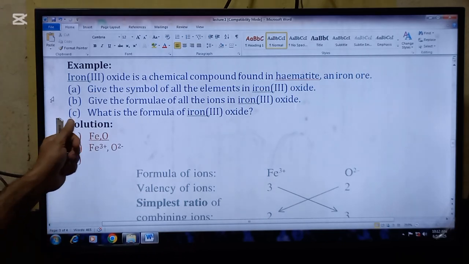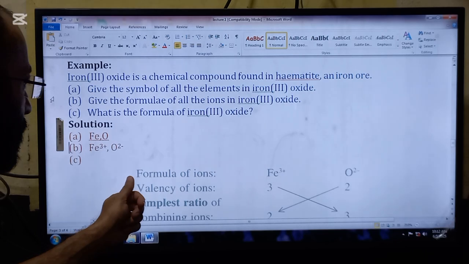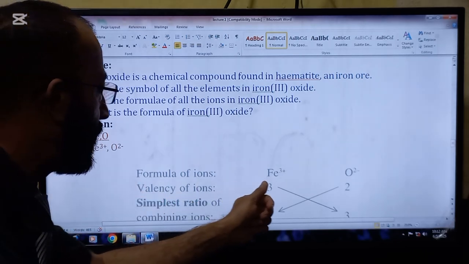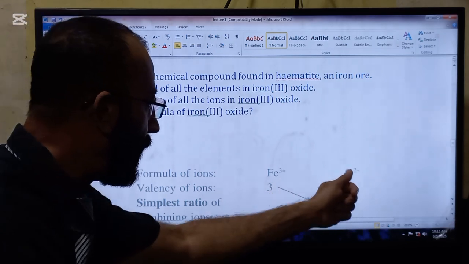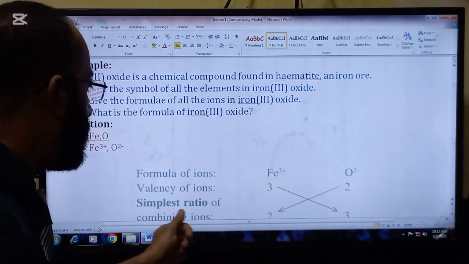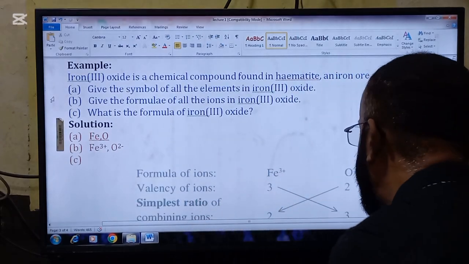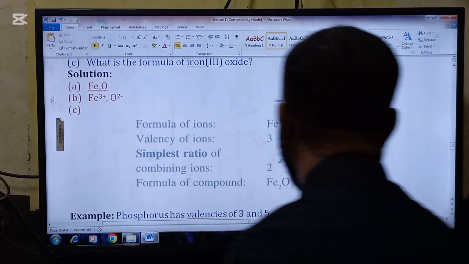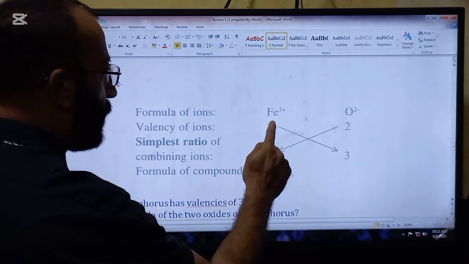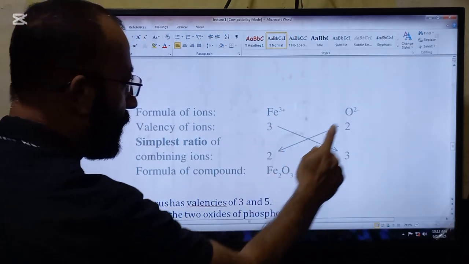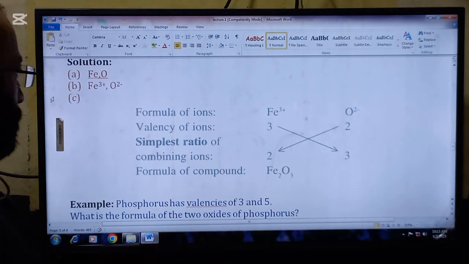Now C part, what is the formula of the iron oxide? Now look, first we will write the formulas of the ions. Here are the ions. Valencies are 3 and 2. Next step will be the simplest ratio. These two values are not coming in the same table, so the next step will be to cross multiply the values. So the formula will be Fe2O3. This is the formula of the compound.